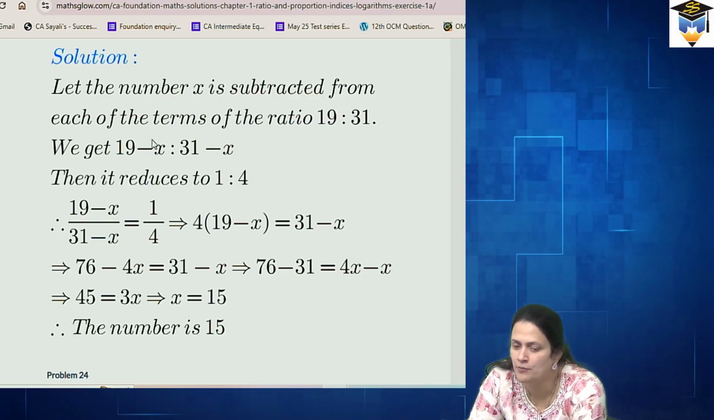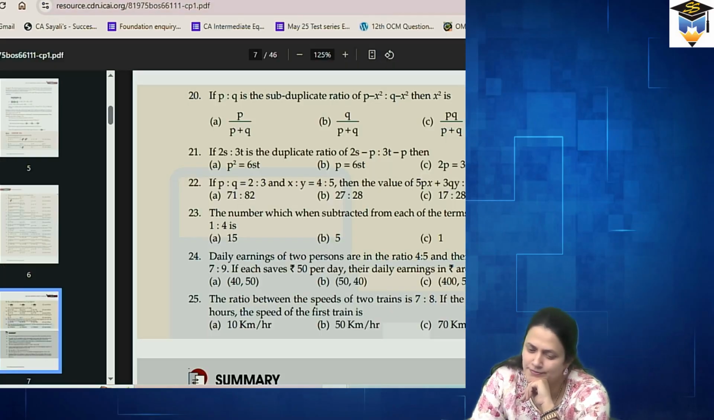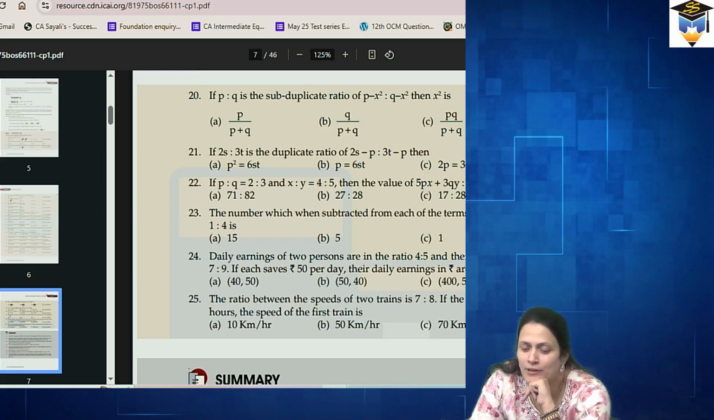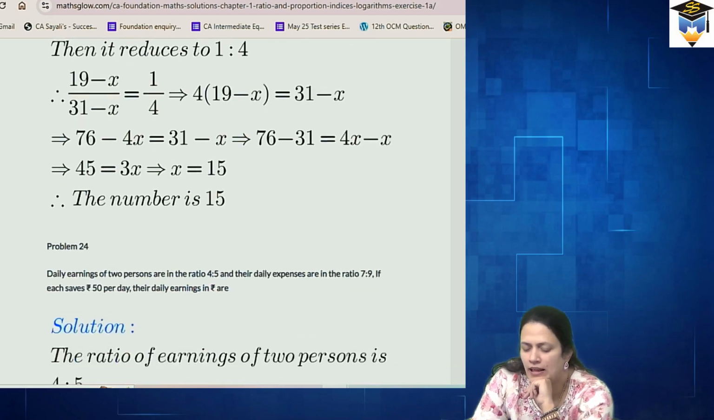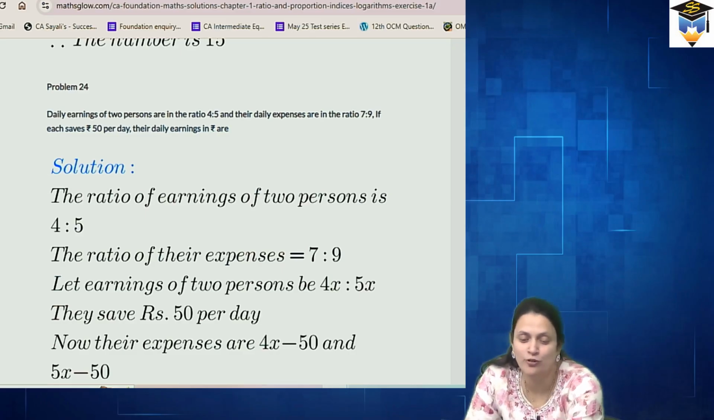See, when a number x is subtracted from 19, substitute and solve. Correct. Understood, Bhavna? 24th is done. Param, have you understood 23rd? I have sent the solutions on the group. We can just discuss and then we can stop. Okay, problem number 24.